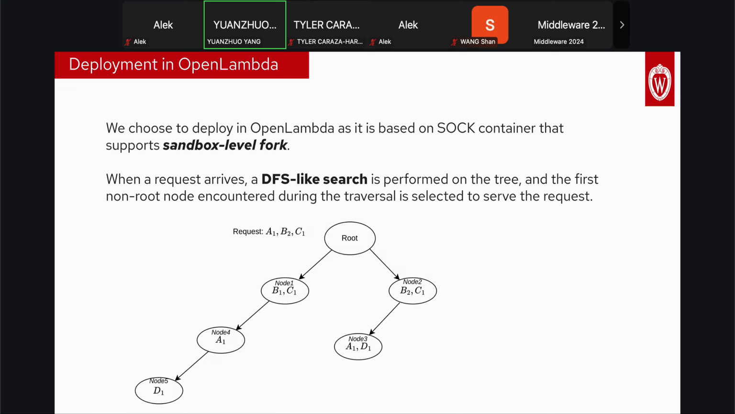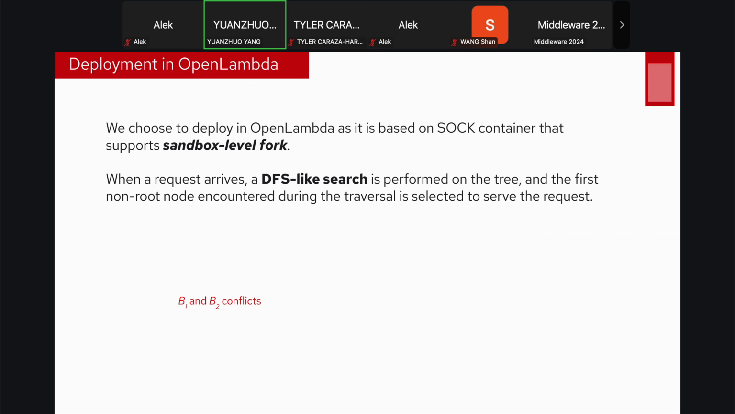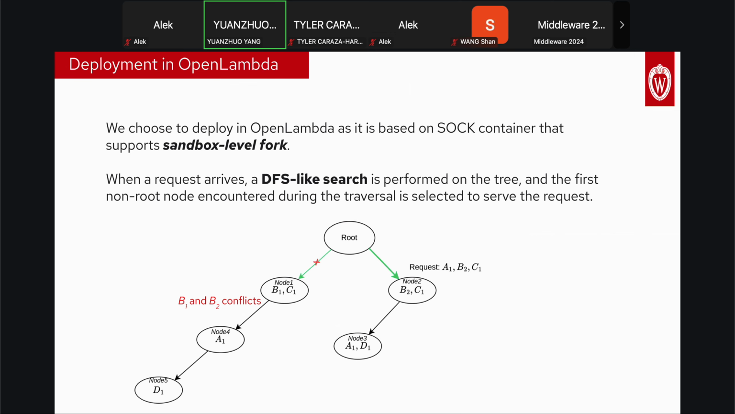For example, for a request requiring packages A1, B2, C1, OpenLambda will start the search with node 1. And since node 1 includes B1, which conflicts with B2, this node 1 is discarded. Then the search moves to node 2, where B2 and C1 are a subset of the required packages. So OpenLambda will just search deeper.